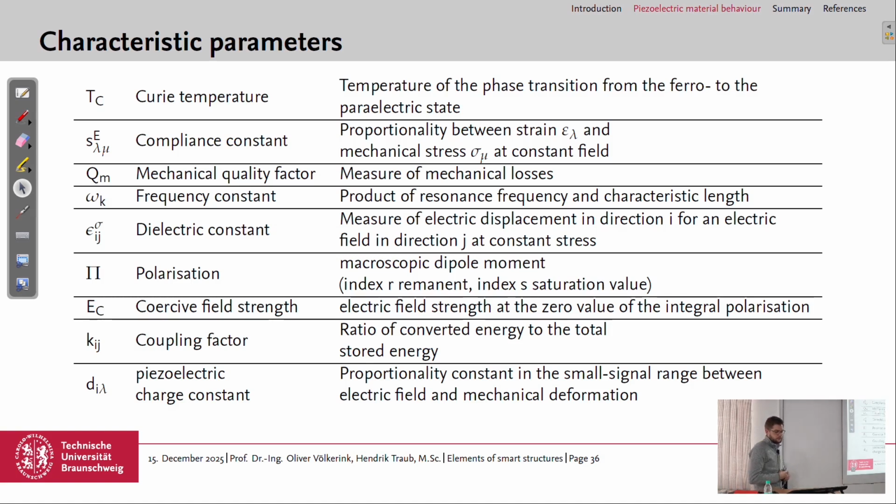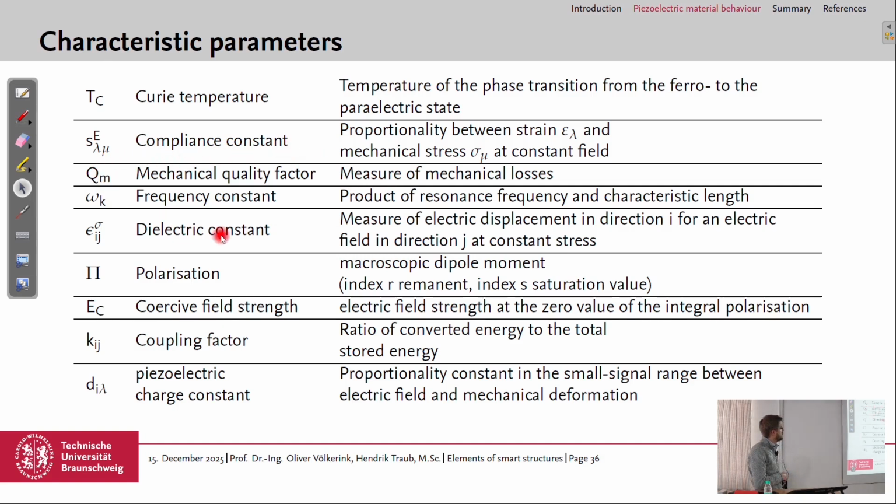Okay, then coming close to the end of this lecture, we have a look at the characteristic parameters. We have the Curie temperature, which is the temperature of the phase transition from the ferro to the paraelectric state, so the temperature where the lattice changes. We have the compliance, so the proportionality between strain and mechanical stress at a constant field, indicated by the E. We have the mechanical quality factor, which is the measure of the mechanical losses under dynamic behavior, so the sharpness of the resonance peak.